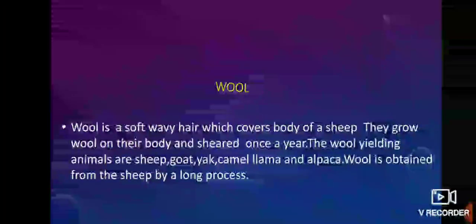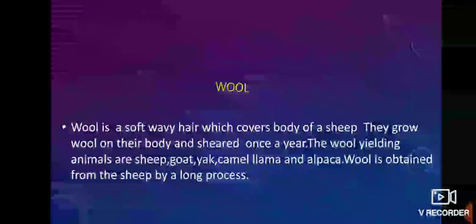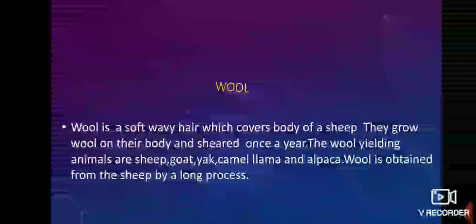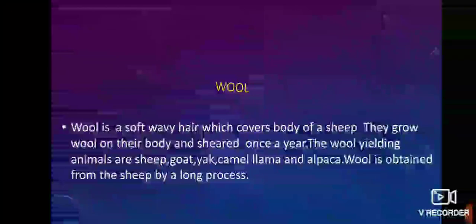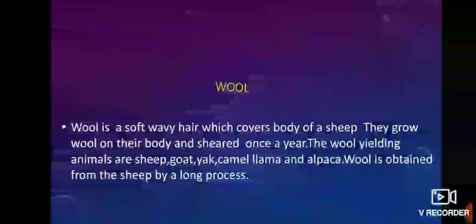Here is the definition of wool. What is wool? Wool is a soft wavy hair which covers the body of a sheep. They grow wool on their body and are sheared once a year. The wool-yielding animals are sheep, goat, yak, camel, llama, alpaca. Wool is obtained from the sheep by a long process.